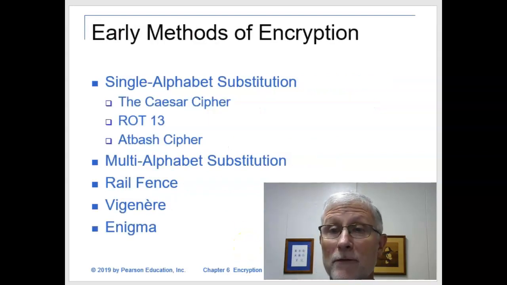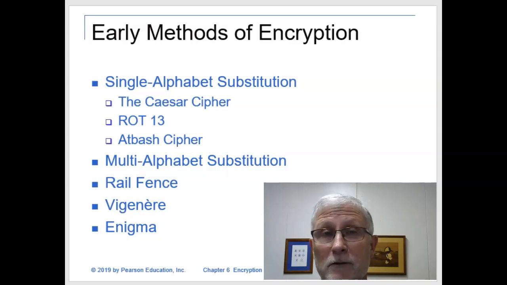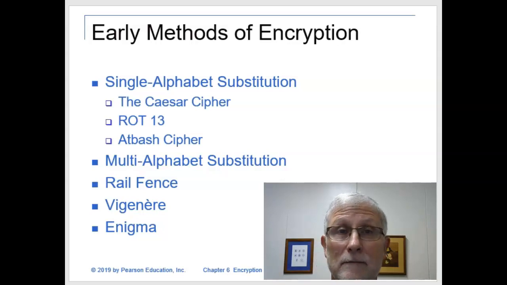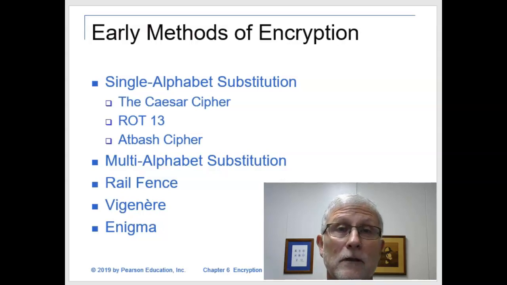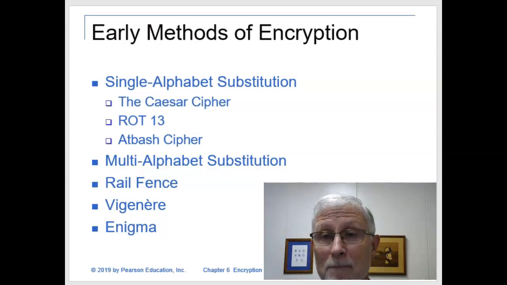Now, some of the early methods were single alphabet substitution. The Caesar cipher replaced one letter of the alphabet for another, just by shifting things over 2, 3, 4, 5 characters. The ROT13 is, hey, I want to move 13 characters in the alphabet. Or the Atbash cipher, do things backwards. So do the alphabet backwards.